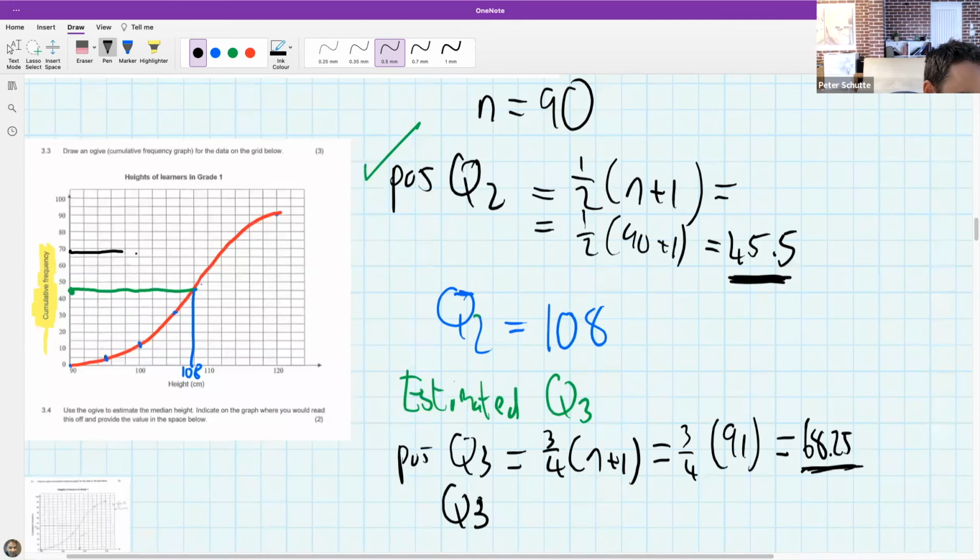And I draw a straight line across and I get there. I want to know from you guys, what is the value for Q3 that you are getting, the upper quartile? Pop your answer in the chat. I'd love to see what you guys are getting for that.